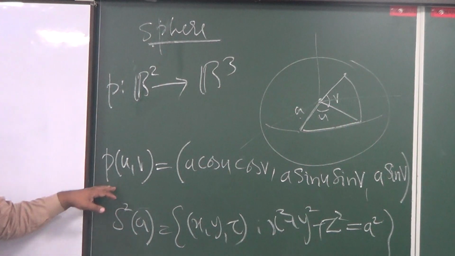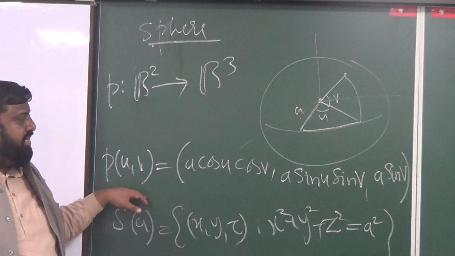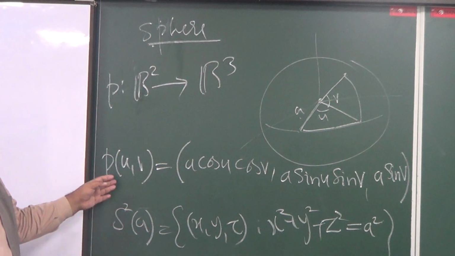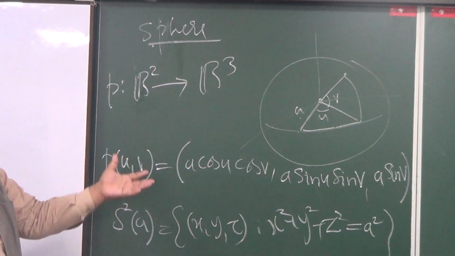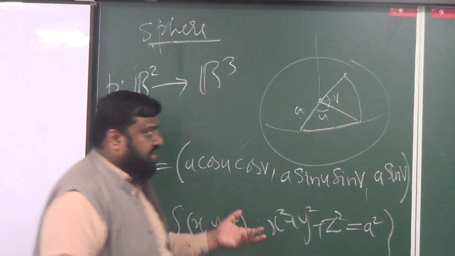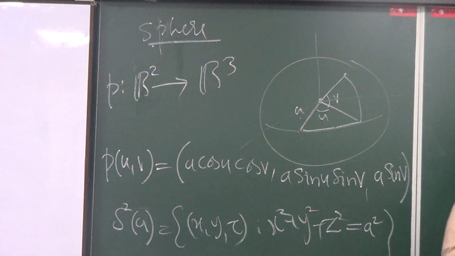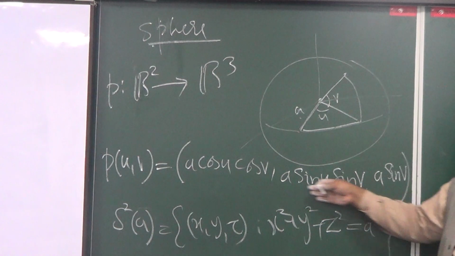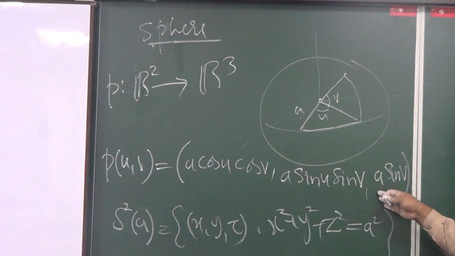This kind of parameterization is called a geographical parameterization of the sphere. Now, is this sphere a surface? Can we call a sphere a surface? So let's study under what condition we can call this sphere a surface. So what basically you need to do is, is there any issue with the smoothness of the patch or the parameterization?